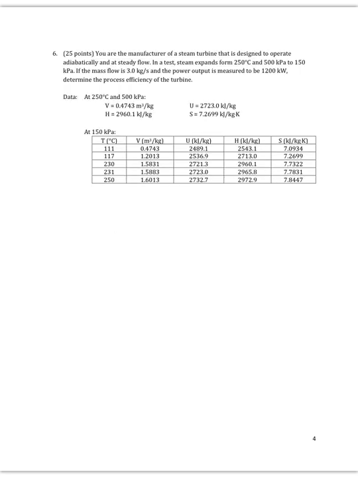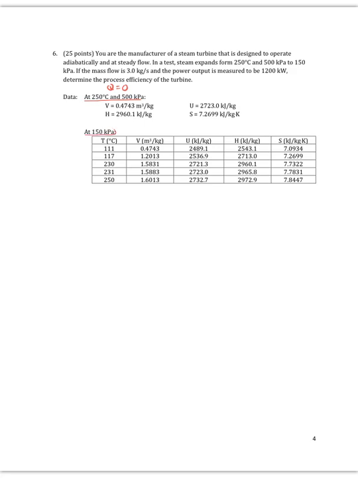So now let's look at problem 6. In this one, we are the manufacturer of a steam turbine that's designed to operate adiabatically, so Q will be 0, and at steady flow. We have a test that expands steam from 250 degrees C and 500 kilopascals, and data is given for that, to 150 kilopascals.